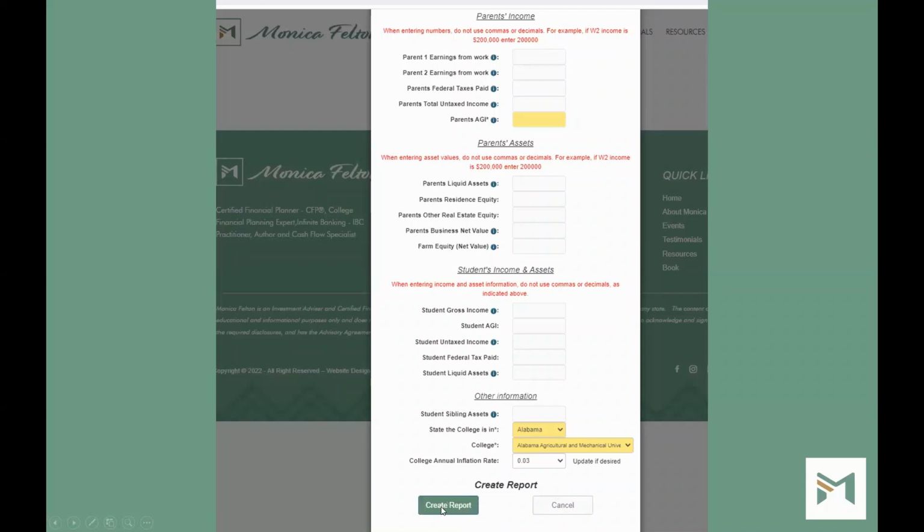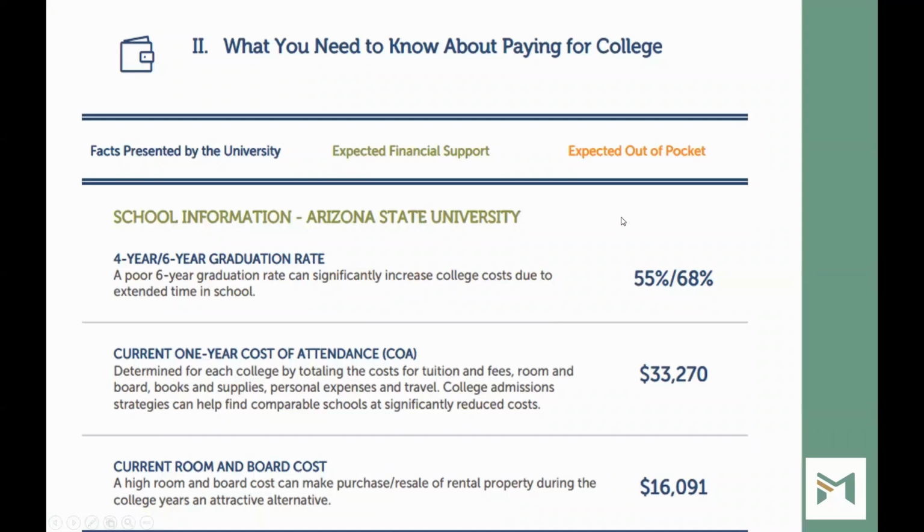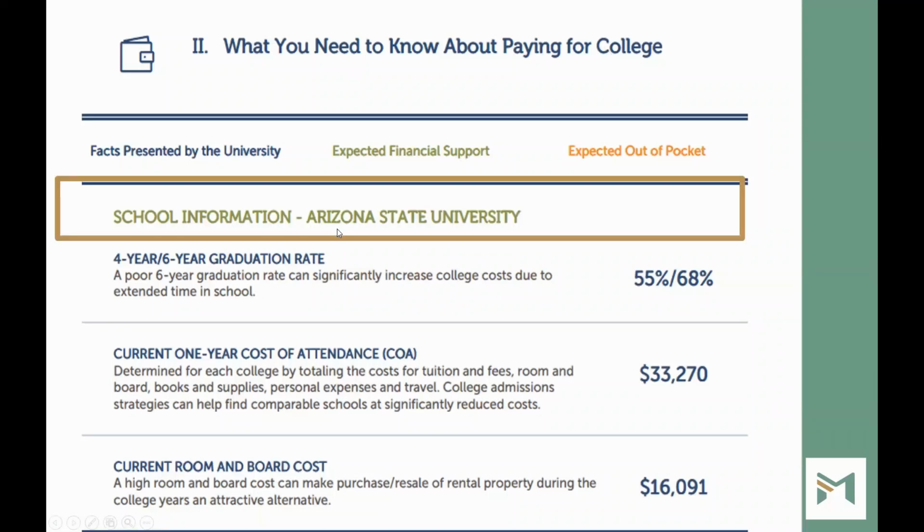Go ahead and click Create Report, and within minutes, you'll receive a 10-page comprehensive college planning report on what you're expected to pay, how much financial aid you'll be eligible for, etc. This report looks like this. I did it on a family in Arizona State because I live in Arizona. So Arizona State University, this family has a family of four, two students. They make $100,000 a year and they have $50,000 of visible assets.